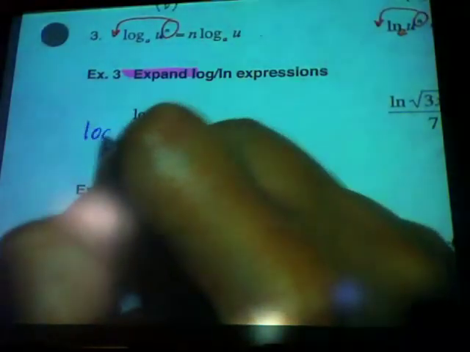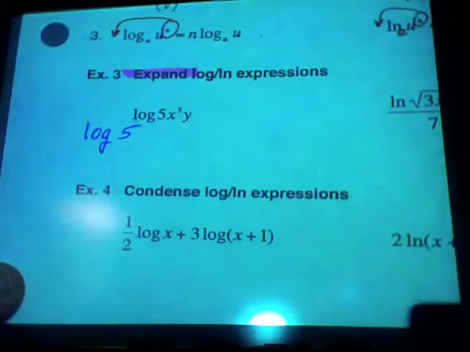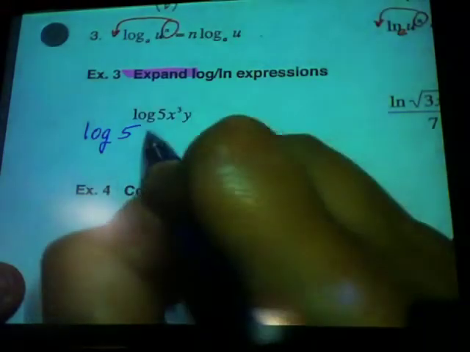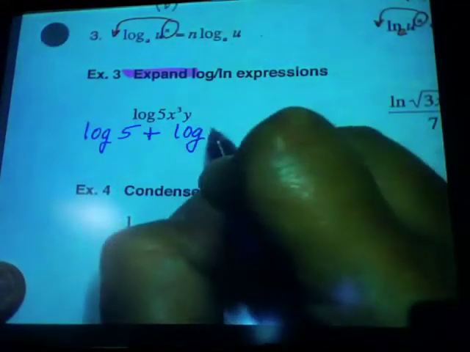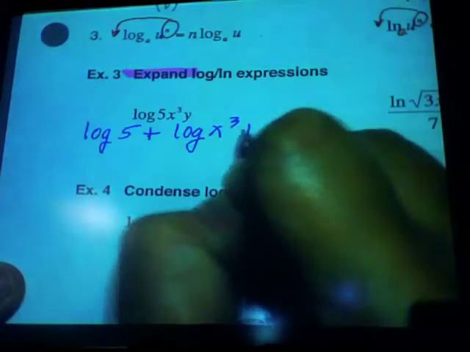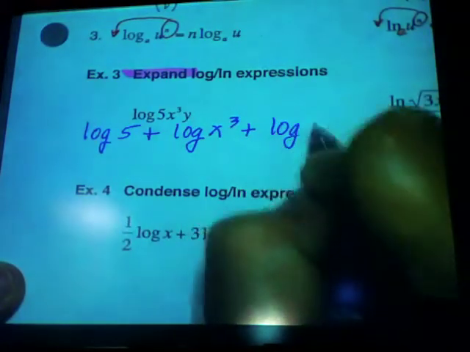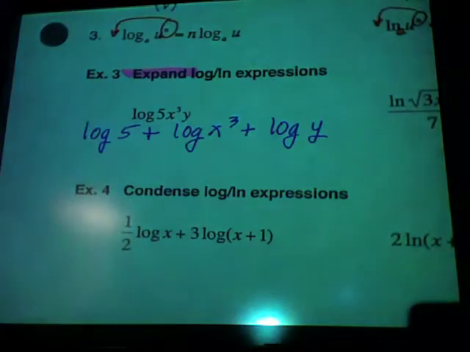Split it apart into log of 5. I don't have to write the base 10, it's understood as base 10. Plus, because I'm multiplying, log of x cubed plus log of y. Is there anything else that I can do to it?